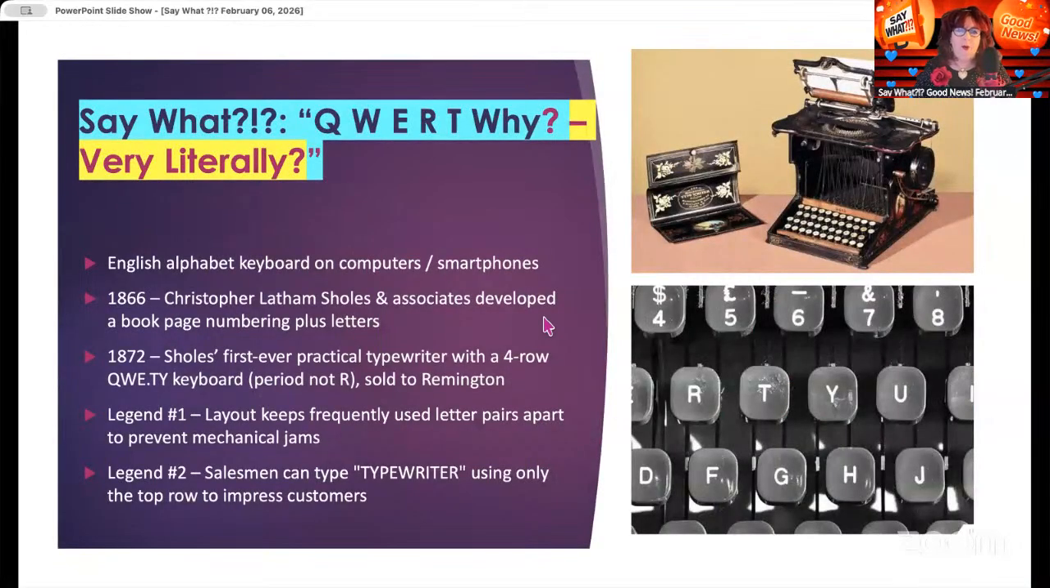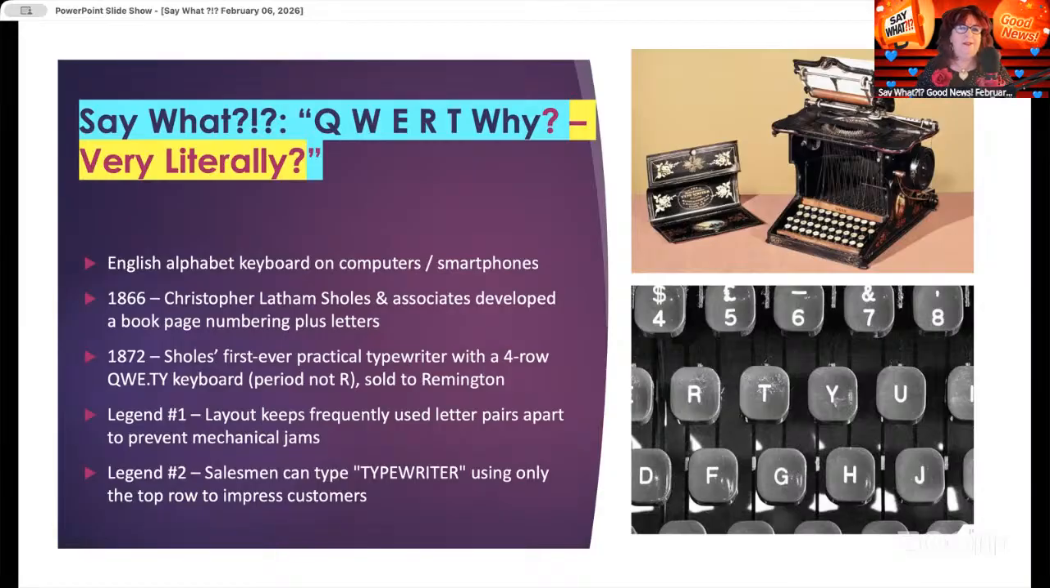Okay. QWERTY, and I put the word Y instead of the letter Y. Why do we have QWERTY along the top row from the left? I think most of us are left-handed. Don't be mad at me if you're not. The reason is, well, this is a keyboard most of us know. It started out on typewriters.